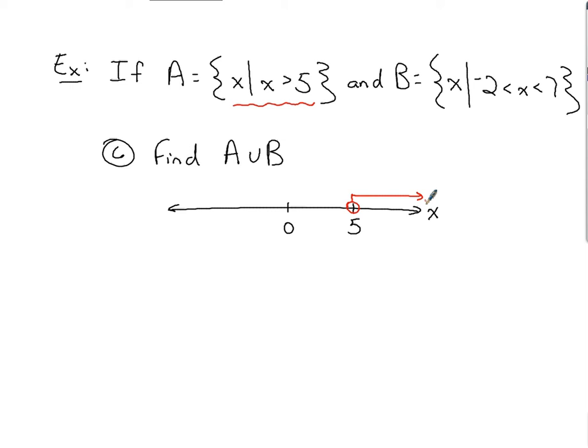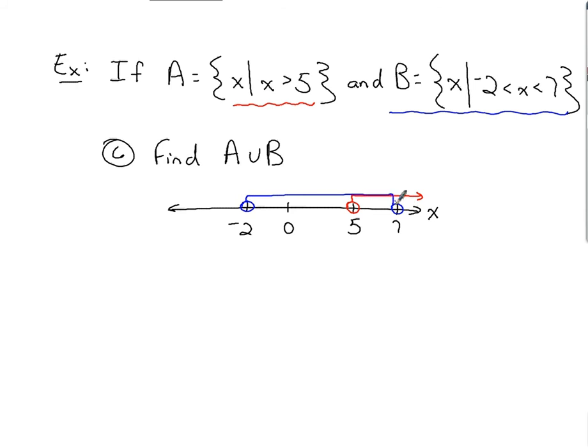For B, okay, for B, we've got a couple of key values of -2 and 7 to play with. So here's -2, here's 7. And if -2 is less than x is less than 7, we're shading everything in between there, not including the two values themselves. So open circle on -2, open circle on 7, shade everything in between.